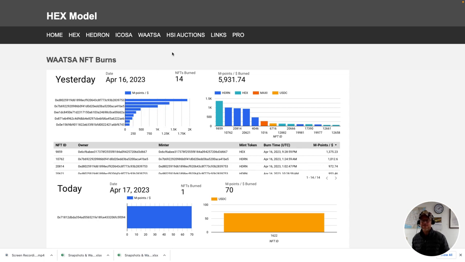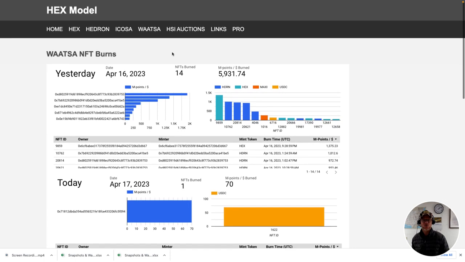Watsa burns. Now, this is new, and I really like it. If you're a Watsa holder, you can follow Dev Huey on Twitter. Please follow me on Twitter as well. Then you can just go to Hex Model, keep it bookmarked, and you can see how many Watsa NFTs are burned in a given day. So this would be yesterday.